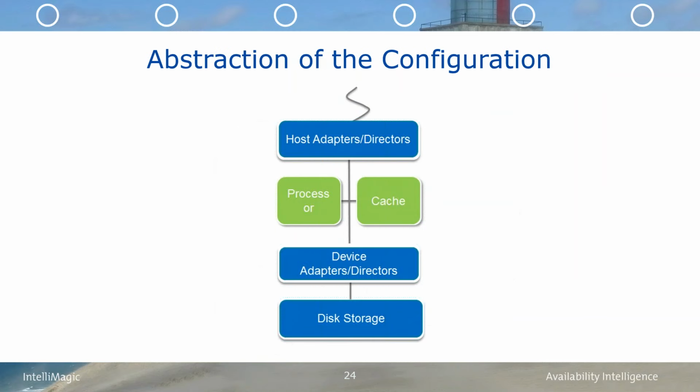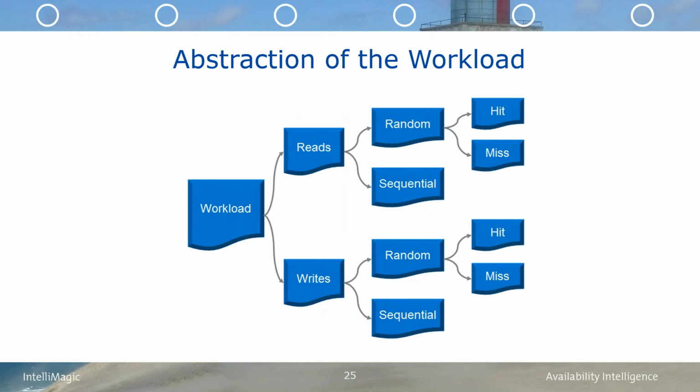Let's look at the abstraction of a configuration. You have host adapters or directors on the front end of a storage array. You have some number of processors and cache. And on the back end, you have device adapters or directors that interact with the cache in the midsection or on the back plane, and the disk storage on the backside of the storage system. In terms of the workload, it consists of reads and writes that are either random or sequential. And those random IOs are either hits or they are misses.